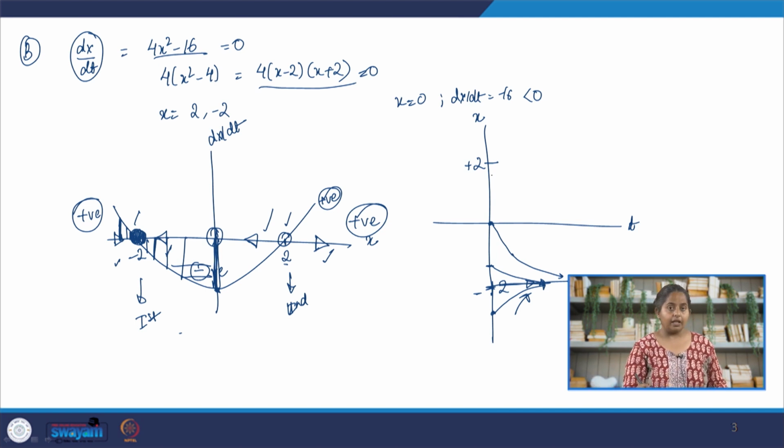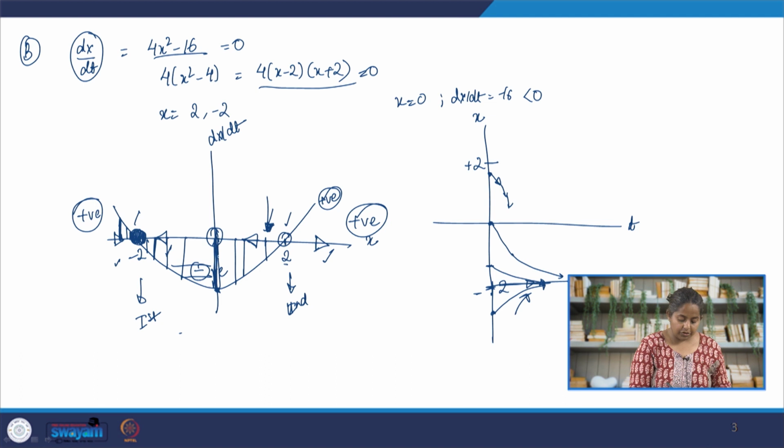Now, let's start on the left side of plus 2. So, we are starting here. dx by dt is negative, x is reducing. Now as x reduces, as the flow moves towards the left side, first the magnitude of dx by dt is increasing. So the slope will become more and more rapid, more and more steep.